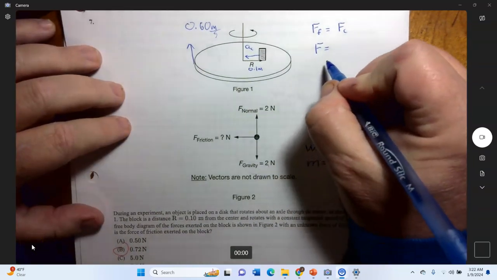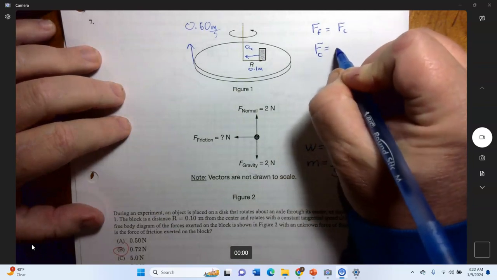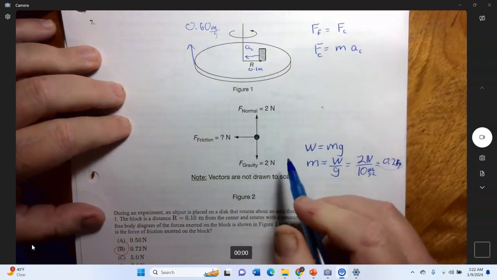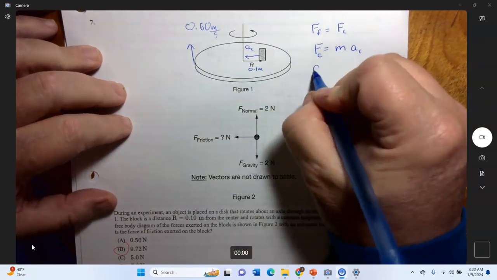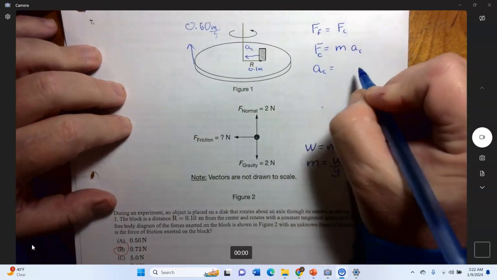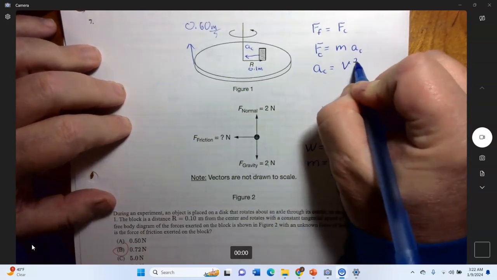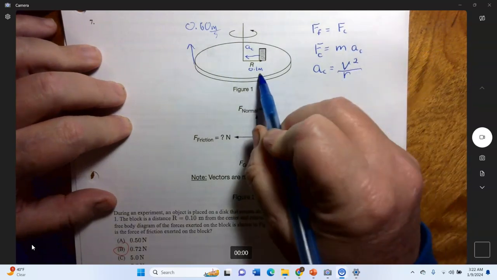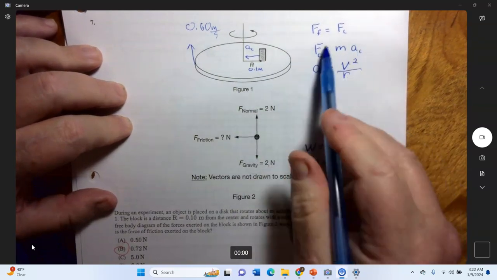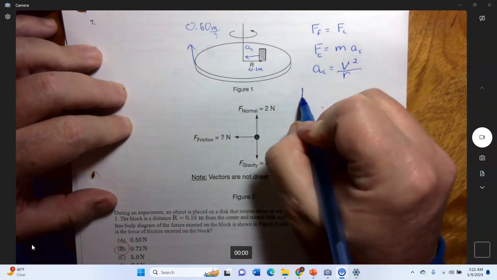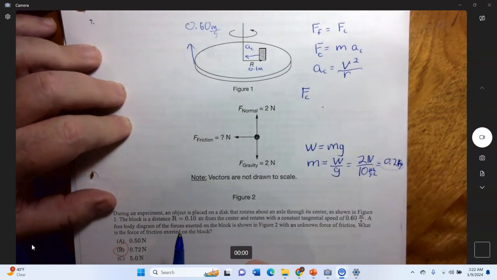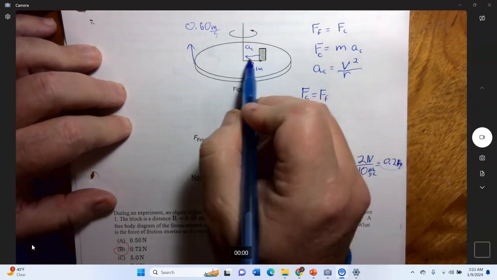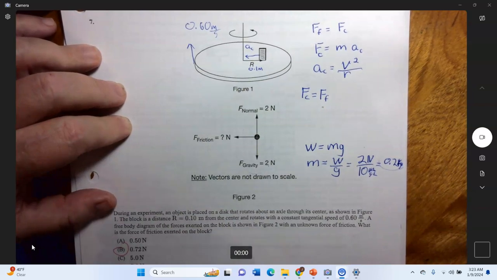Okay, so the centripetal force equals mass times centripetal acceleration. What's the centripetal acceleration? Centripetal acceleration equals tangential velocity squared, this number here, over r, this number here. So we can put all that together to get the centripetal force, which is the friction force. So I'll write that equals friction force. It's the only force pulling this block inward.